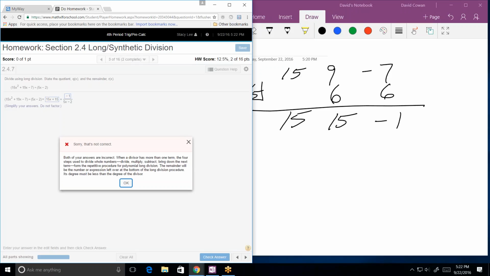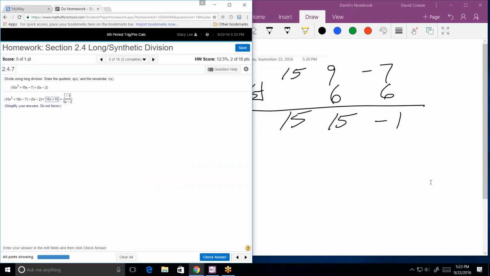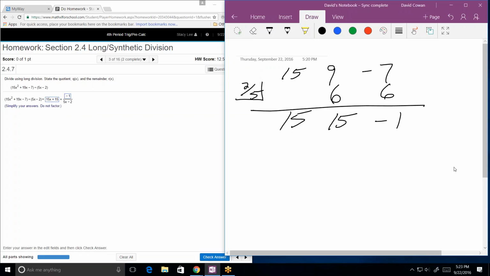Sorry, that's not correct. Both your answers are incorrect. When a divisor has more than one term, the 4 steps used... Is it possible that you can't use synthetic division in these kinds of problems? Maybe you have to use long division for some of them. I didn't realize that. Let's try long division here real quick.